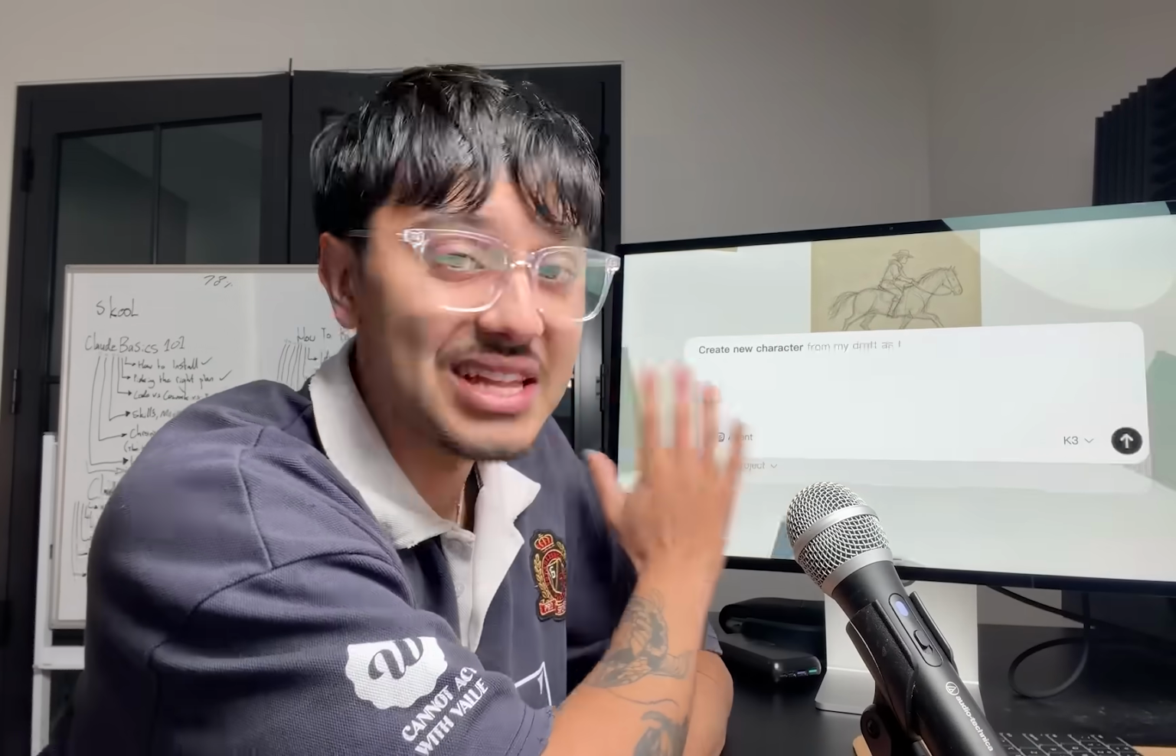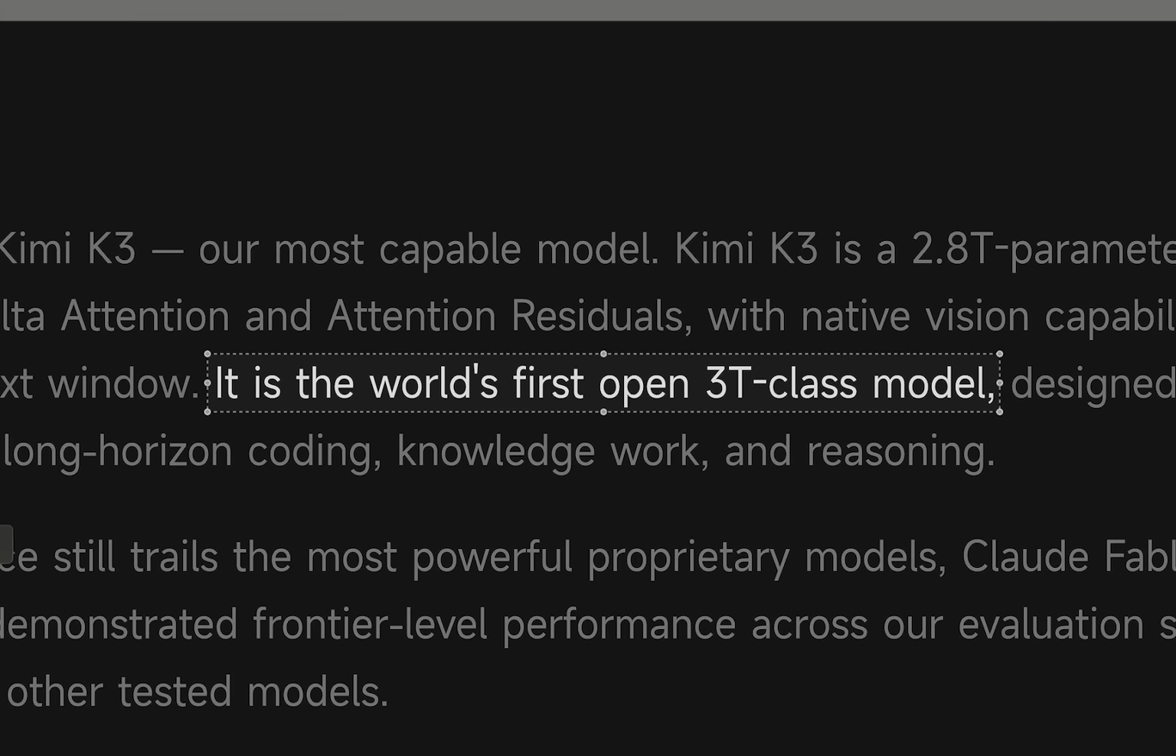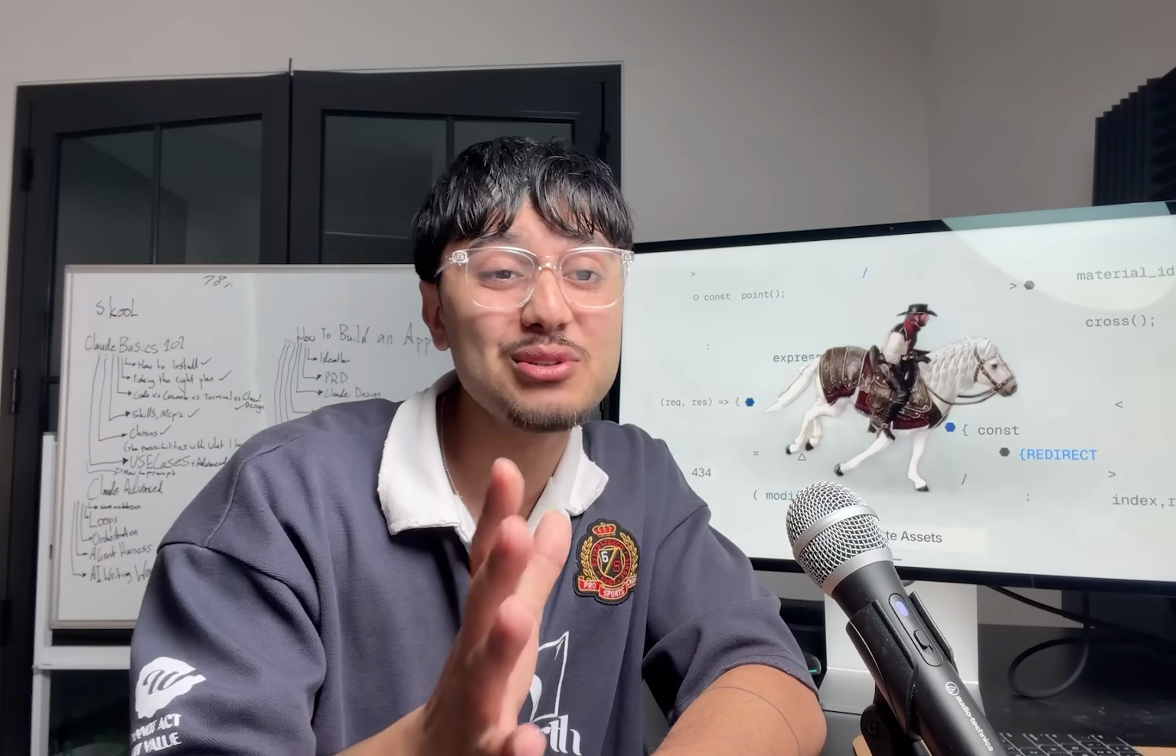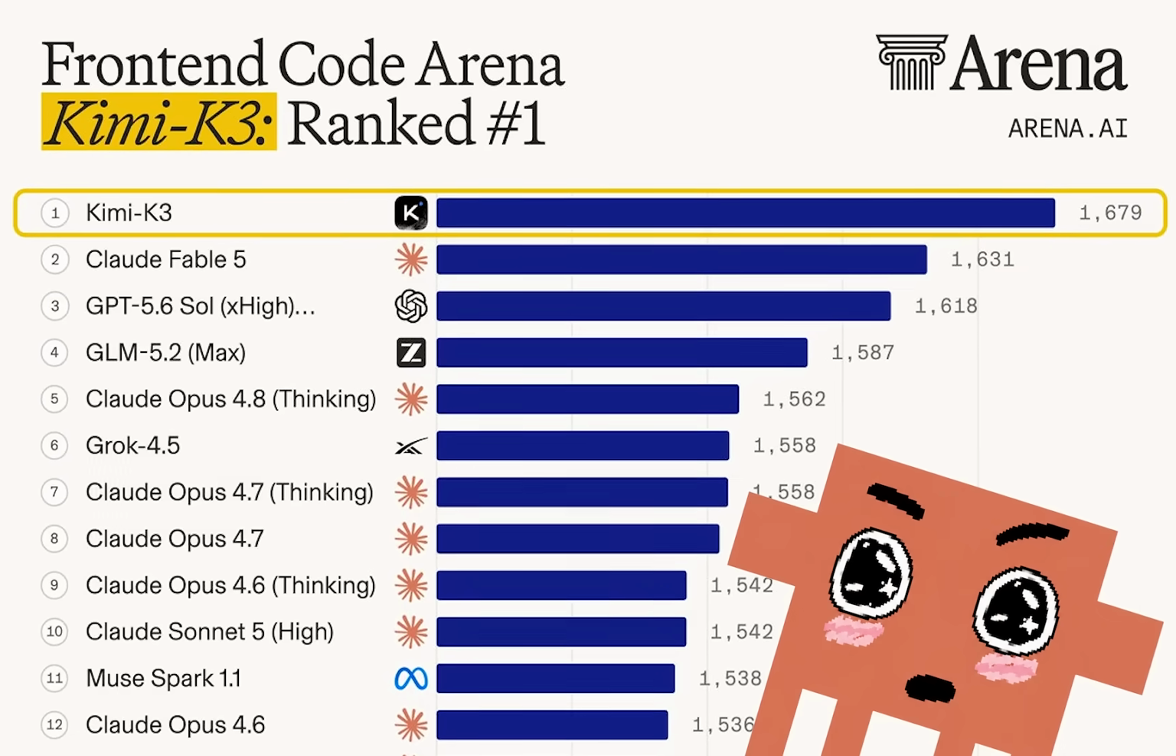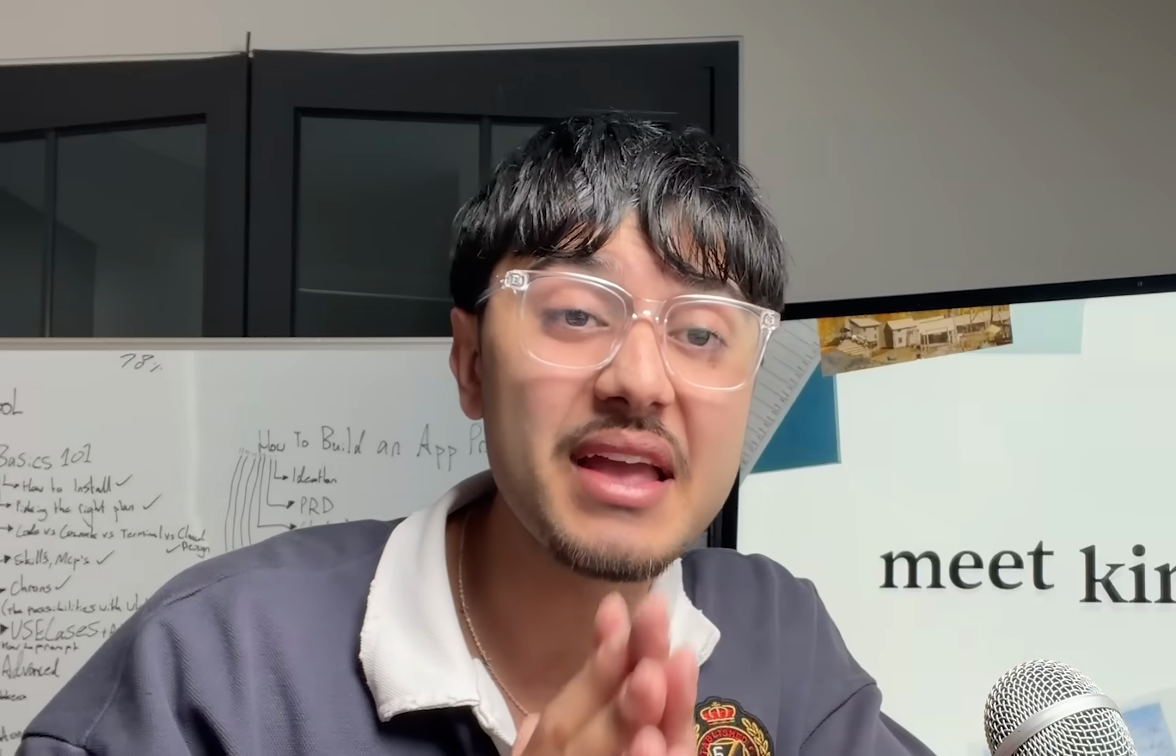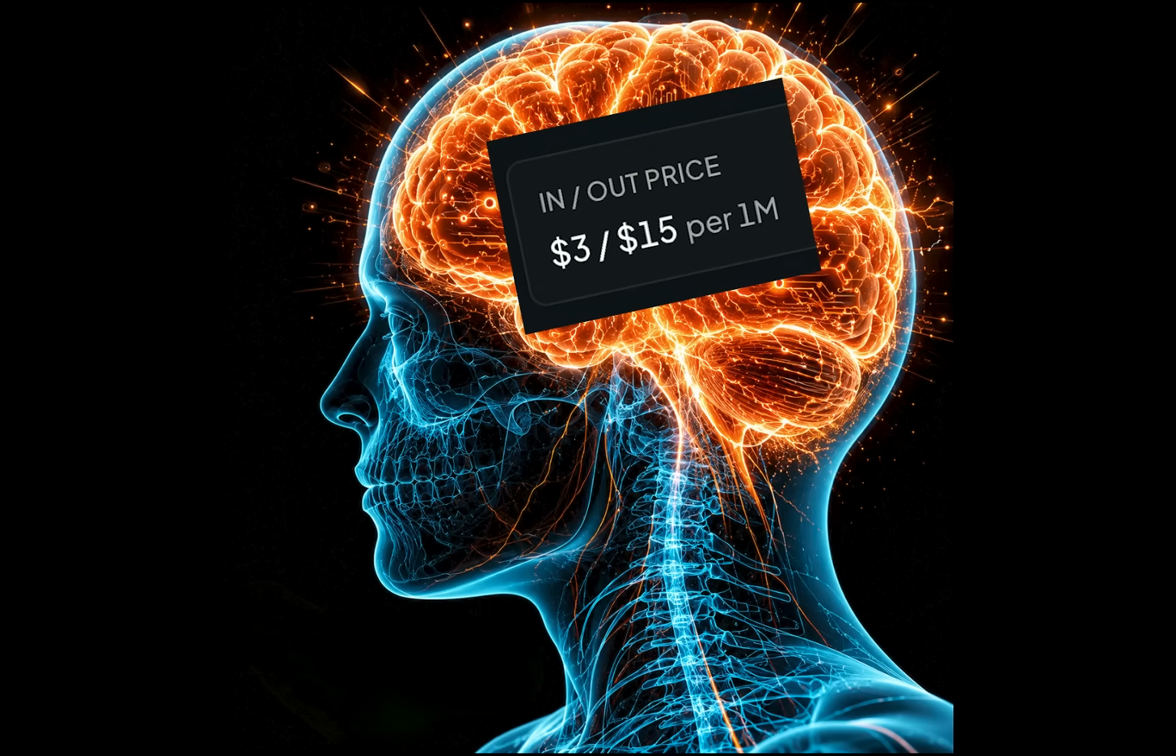Kimi K3 just launched a few hours ago, and it is officially the largest open source model in the world right now. Not only that, it absolutely smashed Claude Fable 5 in the front end code arena. We're talking Fable level intelligence for Sonnet level prices.